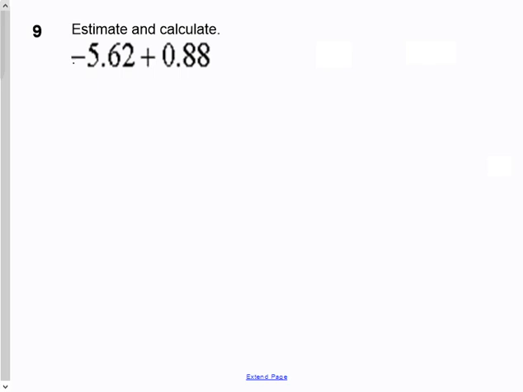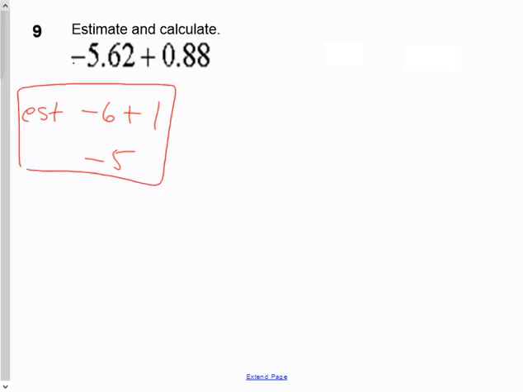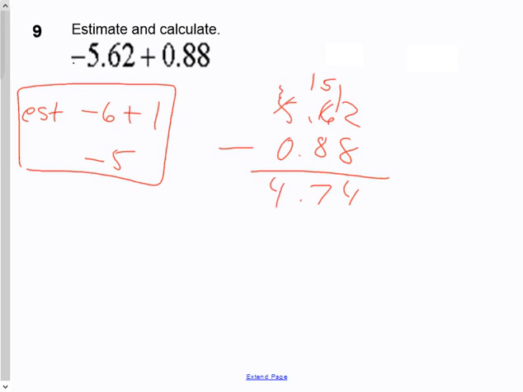Question 9, the sum of these two. So if I'm estimating, it's going to be negative 6 plus 1, which is a negative 5 estimation. If I'm calculating, what do I have more of, negatives or positives? I have more negatives. How many more is the difference between your positives and negatives? Subtract. I have 4.74 more negatives, and therefore that is my calculation. Pretty close to my estimation.